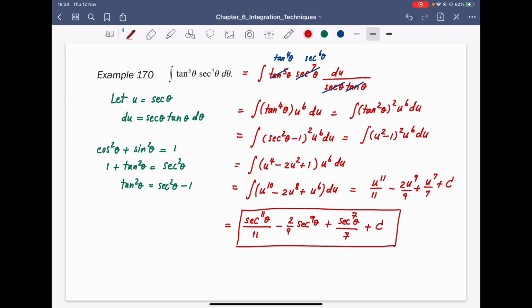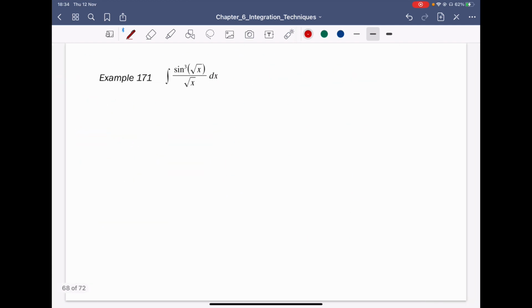So next one, example 171. You can see that this question asks you about trigonometric integrals again. Well, we have sine cubed of something inside parentheses, square root x, and then over square root x. Of course, we know how to integrate sine cubed. However, inside parentheses we have square root x, so maybe we need to do a substitution first. So we are going to do a basic substitution here.